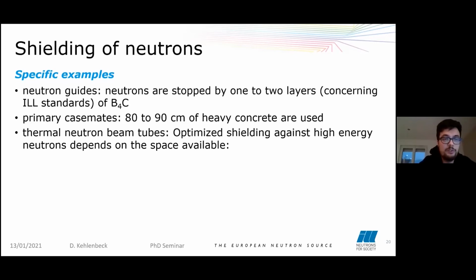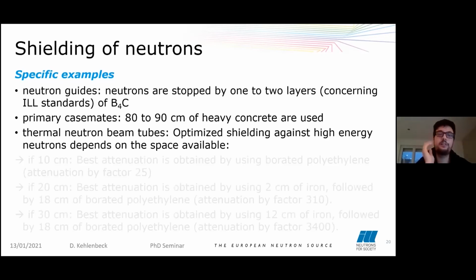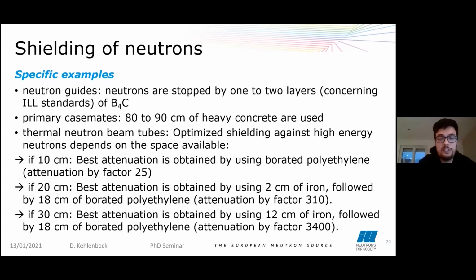And for the thermal neutron beam tubes, the optimized shield against high energy neutrons depends on the space which is available. If we have 10 centimeters available, the best attenuation is obtained by using borated polyethylene. If there are 20 centimeters available, 2 centimeters of iron followed by 18 centimeters of borated polyethylene is used. And if we have 30 centimeters available, then we are using 12 centimeters of iron followed by 18 centimeters of borated polyethylene.